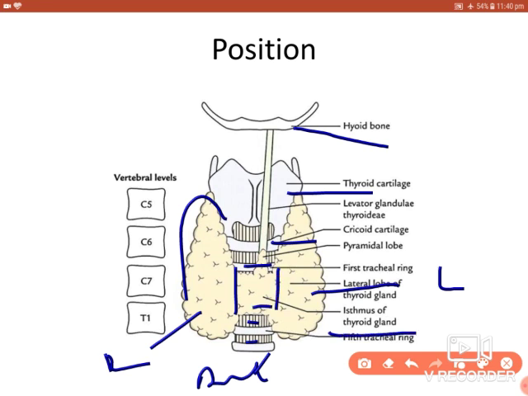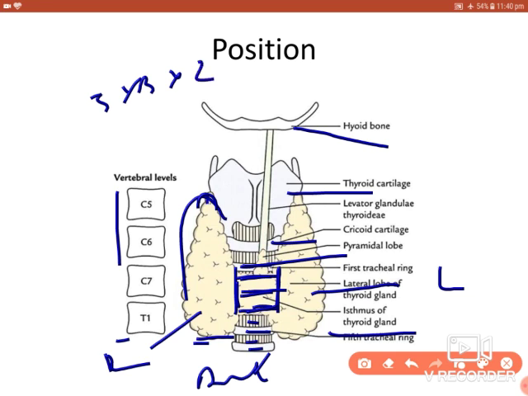This part is the isthmus of the gland, and it relates posteriorly to the C5 to T1 vertebrae. Okay. The isthmus is related posteriorly to the second, third and fourth tracheal rings. Here you can see the first ring, and here the second, third and fourth. Coming to the lobes of the gland, this part is the apex, this is the base. The base is related to the fifth or sixth tracheal rings.